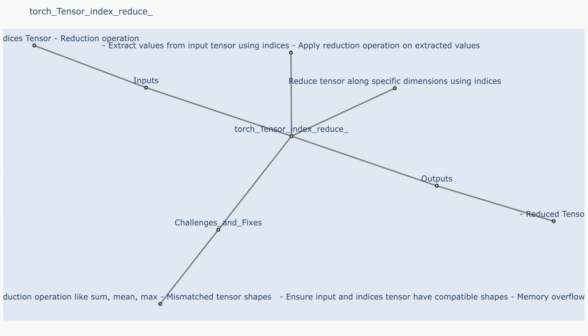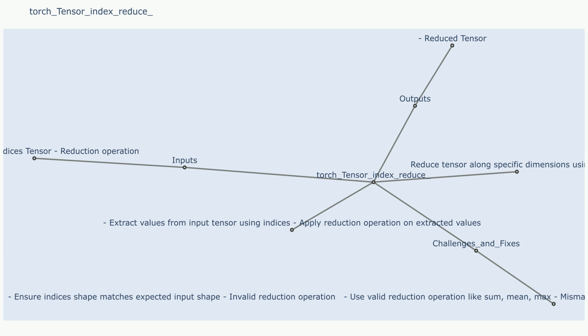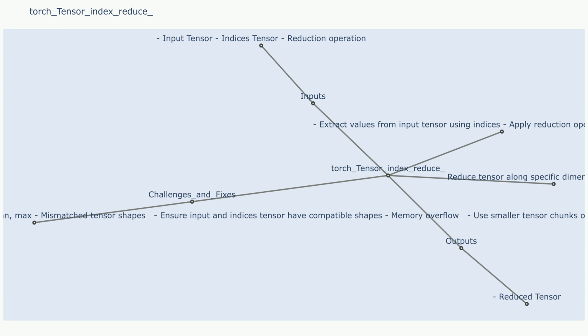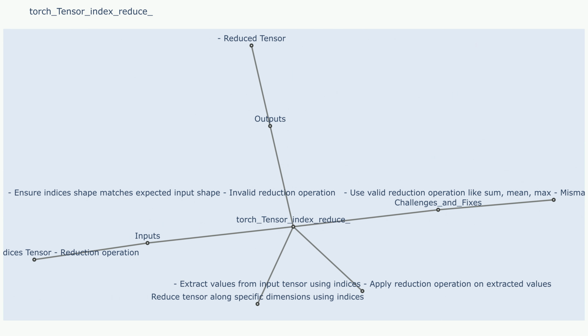Input 4: reduce, the reduction operation to be performed. This can be sum or max. Input 5: include self, Boolean. Whether to include the index itself in the reduction. Input 6: dtype, optional, the desired data type of the returned tensor. Output 1: output, the resulting reduced tensor. This tensor will have the same number of dimensions as the original tensor, but with the specified dimension reduced according to the provided indices.